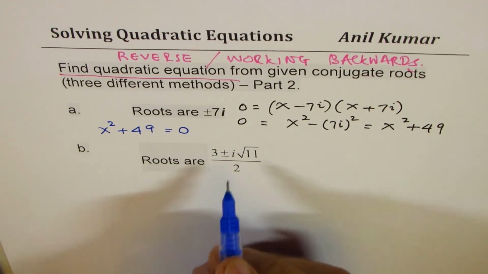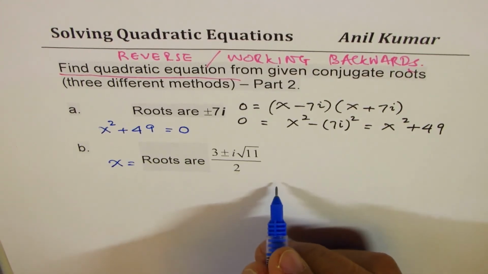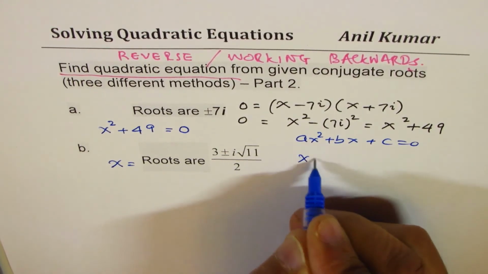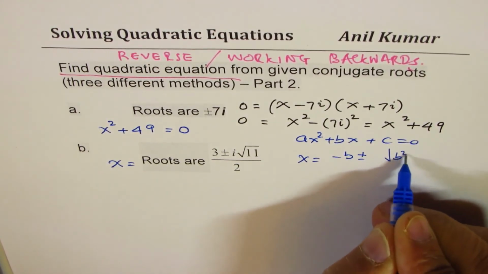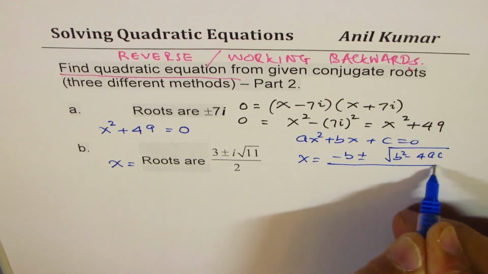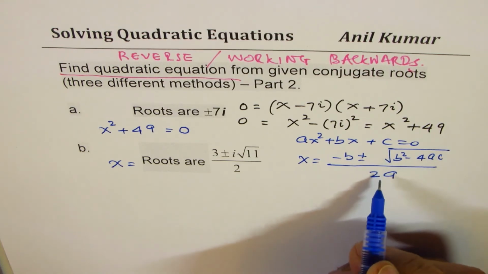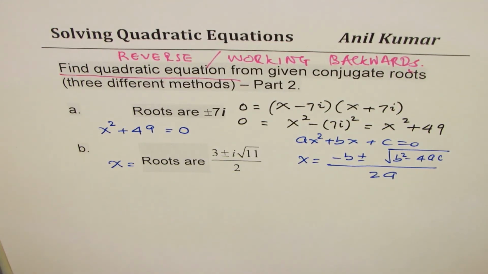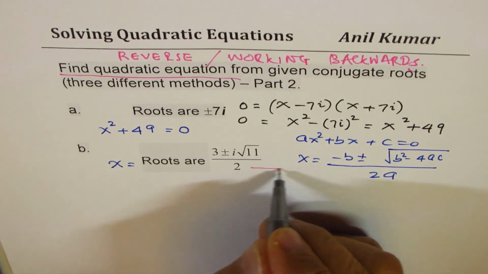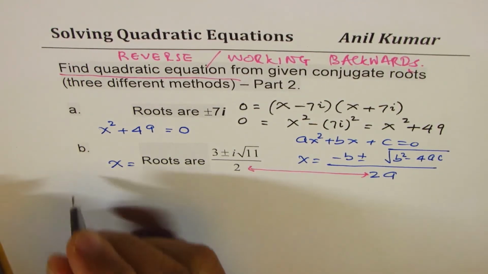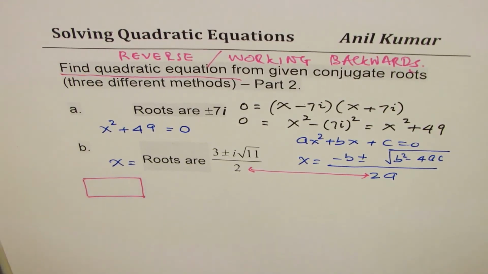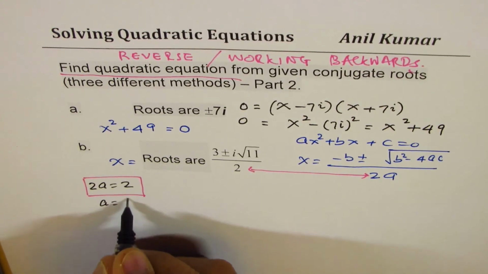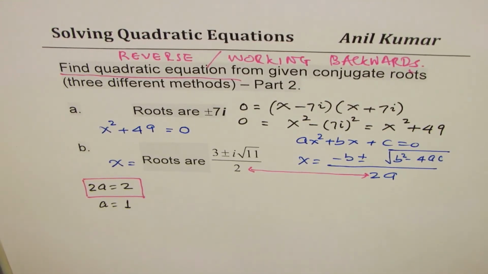The second one here is where the roots are very complicated. Wow, how to do this part? Well, the roots means x is equal to this. But if my equation is ax squared plus bx plus c equals 0, x is equal to minus b plus minus square root of b squared minus 4ac divided by 2a. Do you get a hint from here? Compare. That's the hint. So if you correlate these two, what do you get? Well, let's do that part first. That's simple. So 2a is 2, so a is equal to 1.